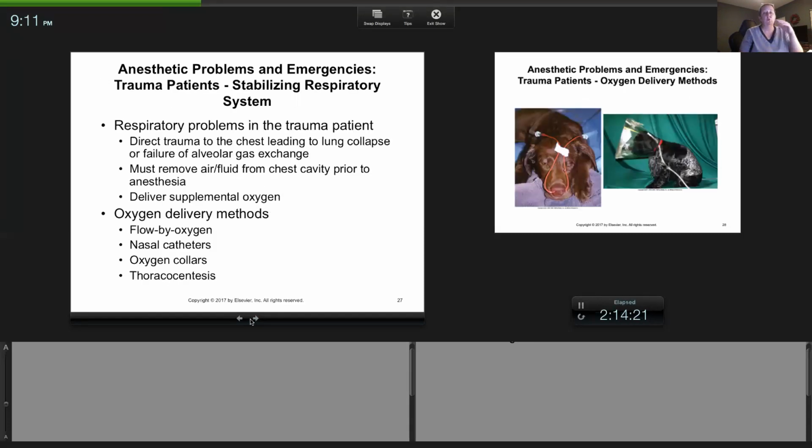So what we can do to stabilize the patient is, if we suspect that there's trauma to the chest, you can get collapsed lungs, punctured lungs, pneumothorax. What you have to do when an animal has pneumothorax is a thing called thoracocentesis, where you put a needle in the chest and suck out the air. Remember, the chest is supposed to be negative pressure so your lungs are able to expand. So any fluid or air that you can remove from the chest, and then you want to try to give them nasal oxygen. And let me show you the picture.